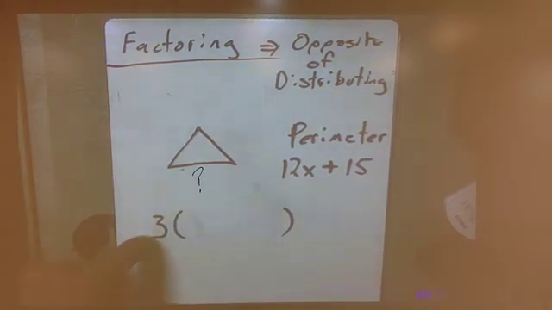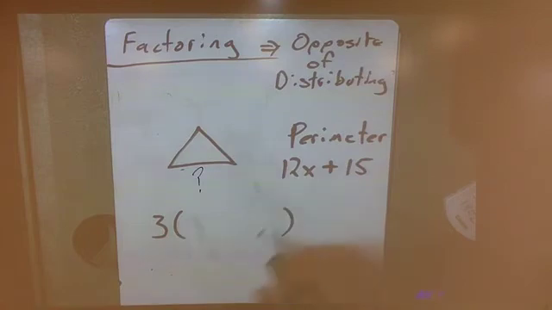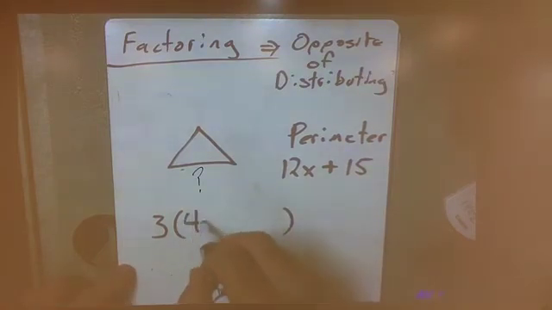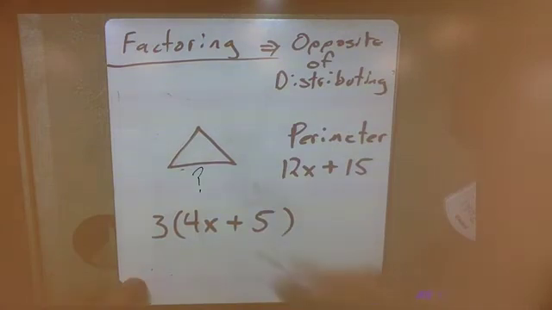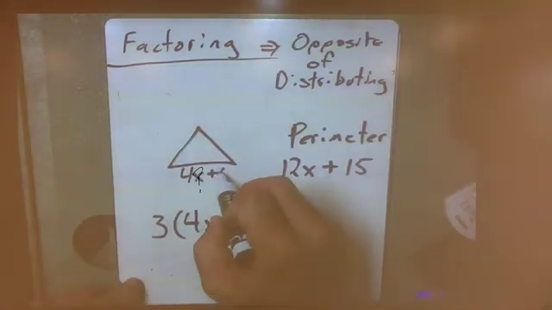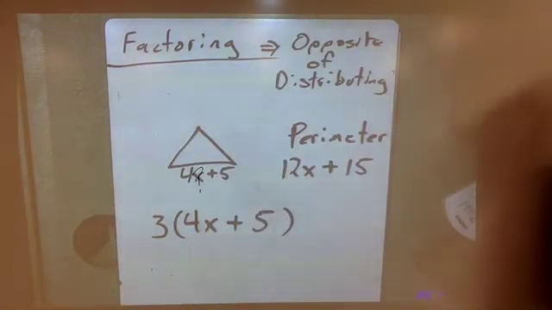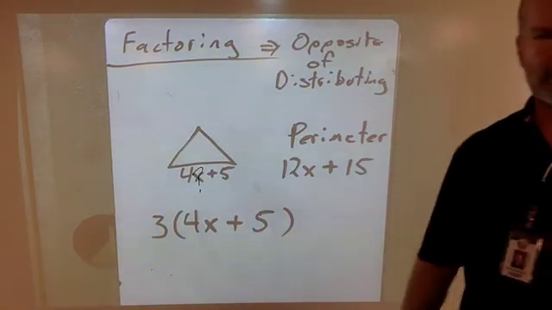We're going to say 3 times whatever one side is going to equal the perimeter. We're working backwards. So 3 times what equals 12? 4. 3 times what equals 15? 5. So there you go. Every side was 4x plus 5. That's the length of one side. Every side is that length, but they just want to know what one of them is.